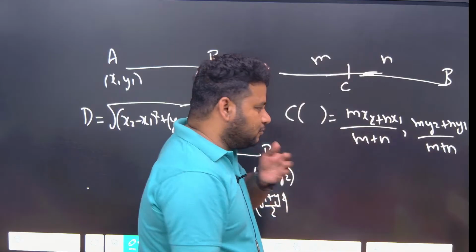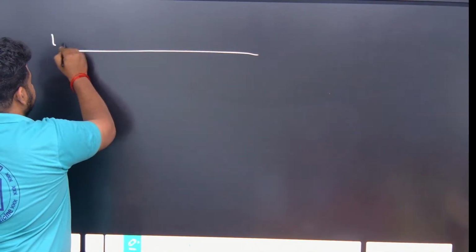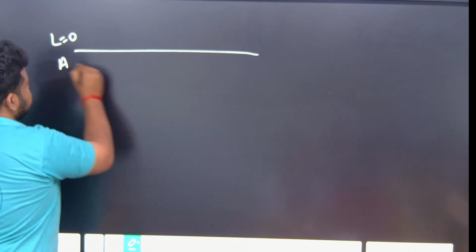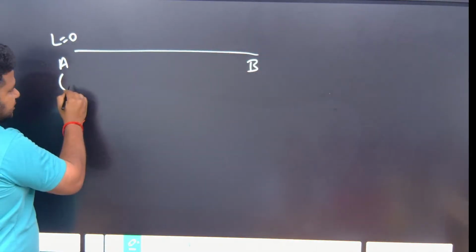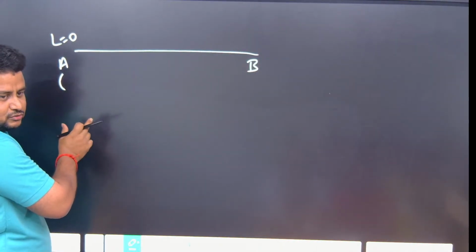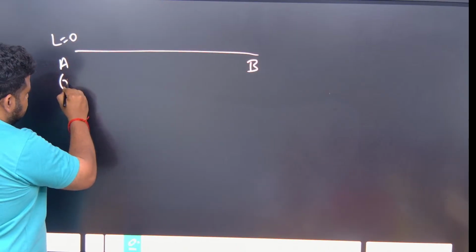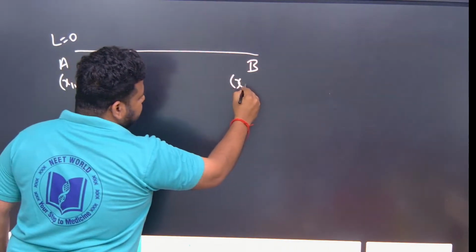Now, if this is what is given, you will easily do it. Now, suppose there is a line, let us take the line L equal to 0. It is denoted by 2 points, the end points. Very important this one, please focus. If you understand the theory and concepts, questions you can do easily. So, this will be (x1, y1), this will be (x2, y2).